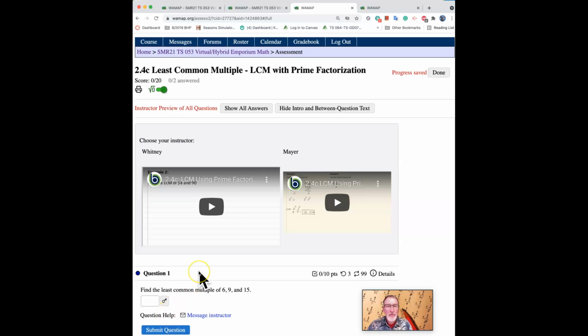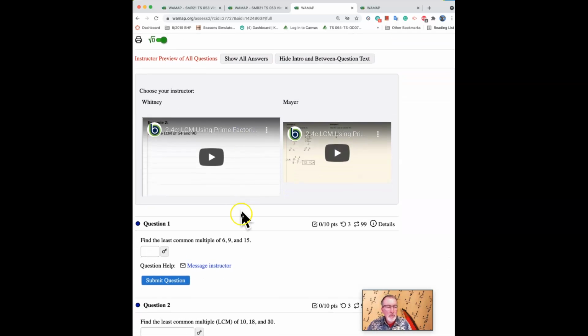Hello everybody. We're going to take a look at finding least common multiples using prime factorization. This is section 2.4c of unit 4, and these are the two problems we're going to look at. Find the least common multiple of 6, 9, and 15, and the least common multiple of 10, 18, and 30. Let me get my tablet and we'll take a look. 6, 9, and 15, and 10, 18, and 30.